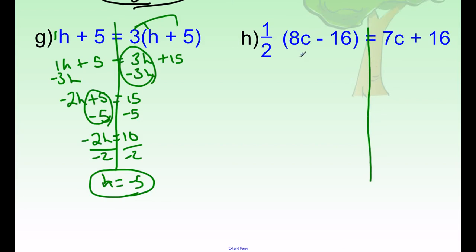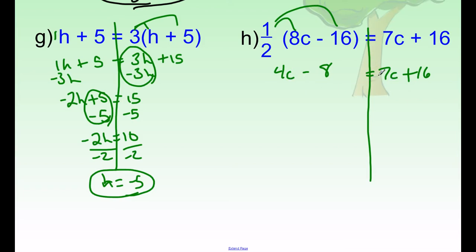Lastly, letter H. Let's see. I'm checking the right side first, simply because it looks simpler, but I don't see anything to do. On the left side, we can distribute here. Half of 8 is 4c. Half of 16 is 8. Nothing else to simplify.